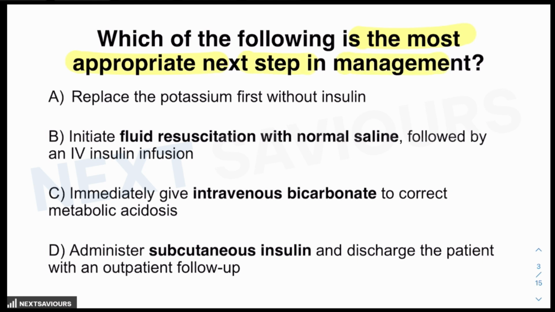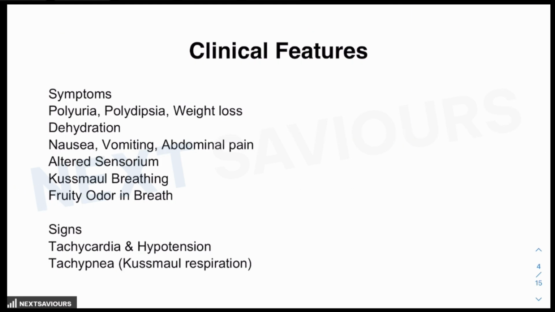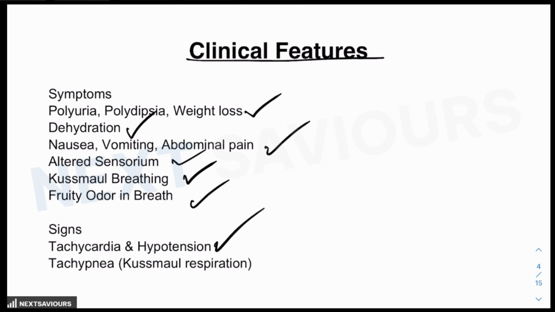When you are presented with such a question, first of all you have to identify what you are dealing with. As you know, in the clinical features there are polyuria, polydipsia, weight loss, which is because of the osmotic diuresis. The features of dehydration like dry mucosa, sunken eyes are present in the question. Nausea, vomiting, abdominal pain is because of the acidosis, and the altered sensorium might range from confusion to coma. The features of Kussmaul breathing are provided. The fruity odor in the breath is provided.